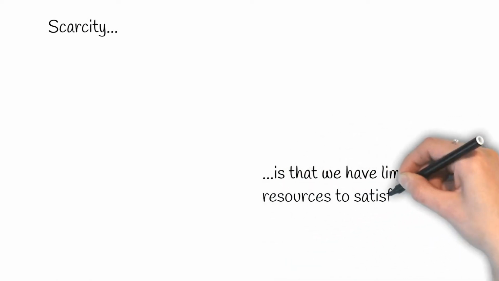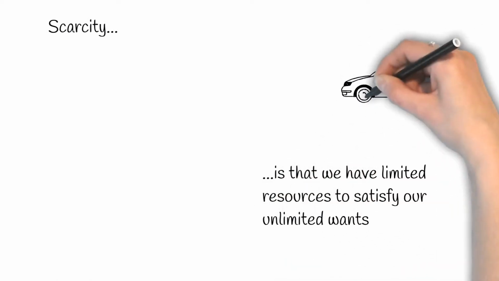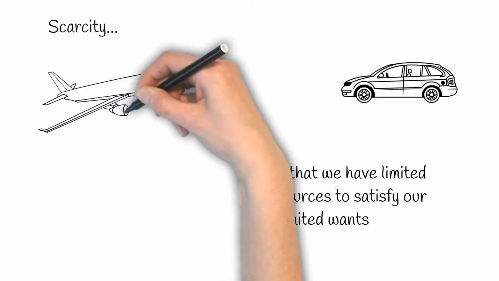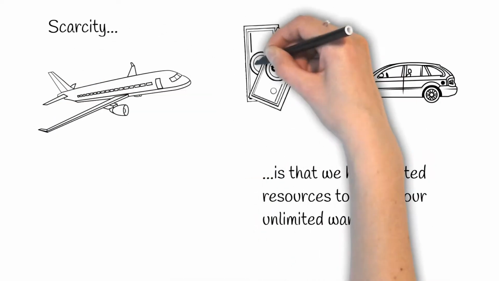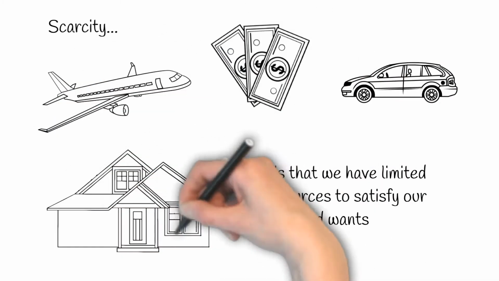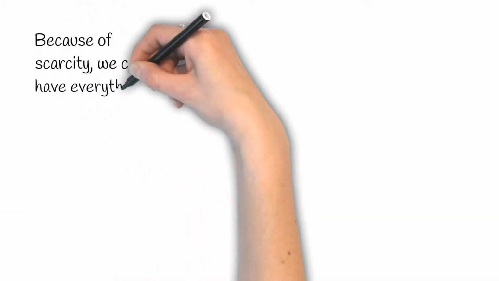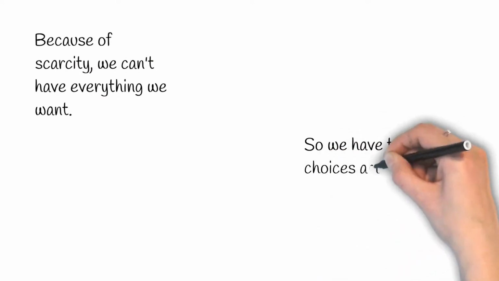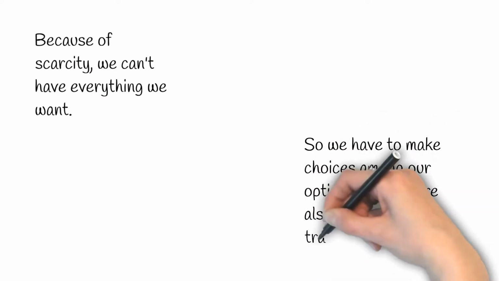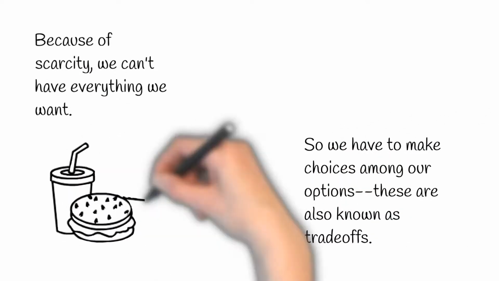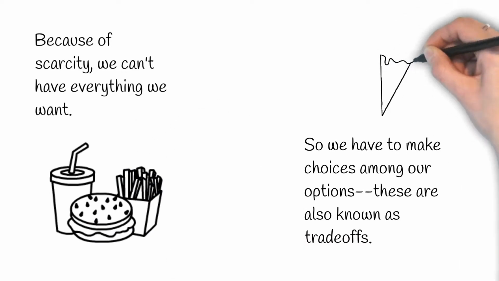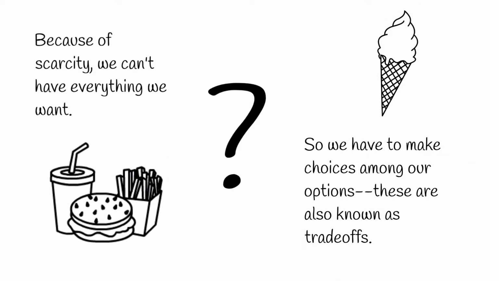The first term is scarcity, and this means that we have limited resources to satisfy our unlimited wants. We want a nice car, money, a nice house, a trip, but we can't have all of it. And because of scarcity, we have to make choices among our options, and these are also known as trade-offs. We may want a full meal, or maybe we'll want an ice cream cone.